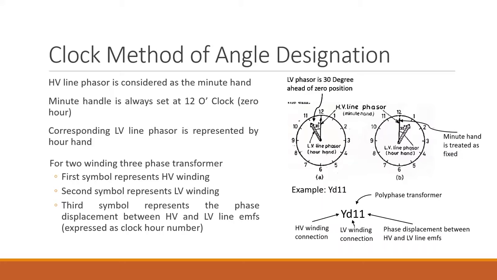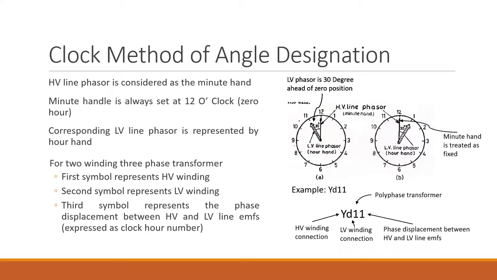That's why there may or may not be phase displacement between HV and LV winding. So now we understood what exactly this symbol is representing. YD11 represents a polyphase or three-phase transformer. The first letter, in capital, represents the HV winding. The second letter, in lowercase, represents the LV winding section, and the third, the number, indicates the phase displacement between HV and LV.